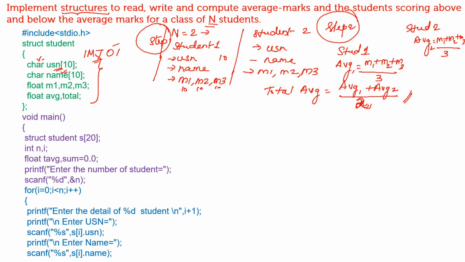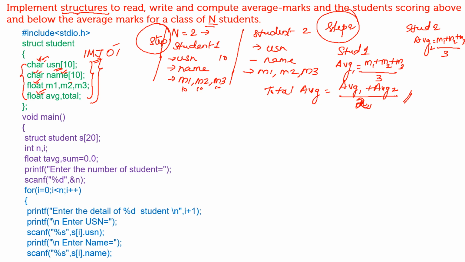Name, the data type is character, but here M1, M2, M3 marks are taken as float and average and total are also taken as float. So you have different data types. So you know the difference between an array and a structure also, right? An array can store different variables of the same data type. But if you want to store variables of different data types, then you have to go for a structure.